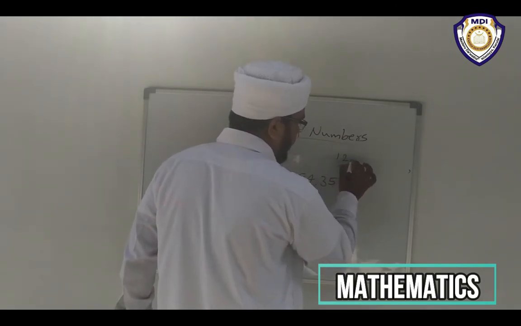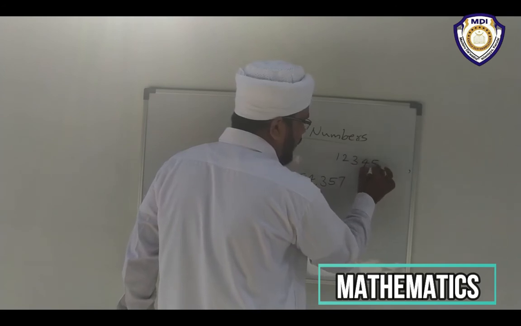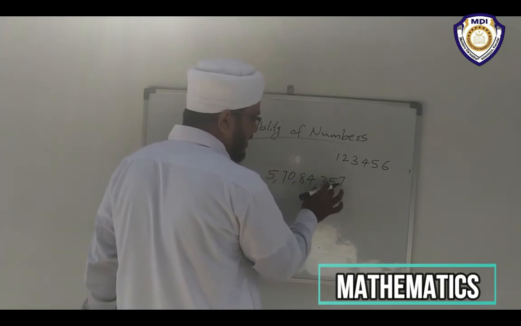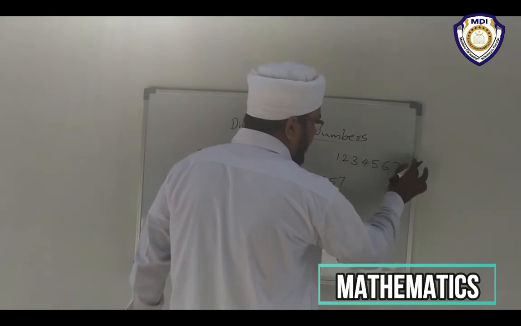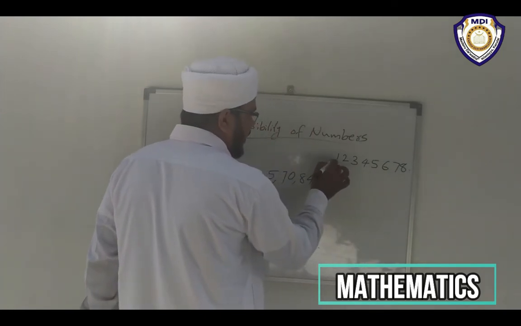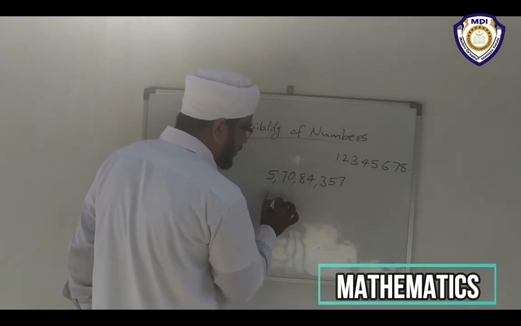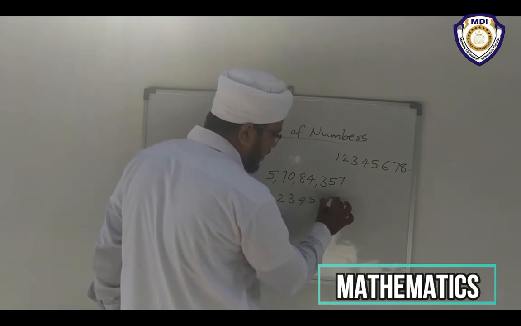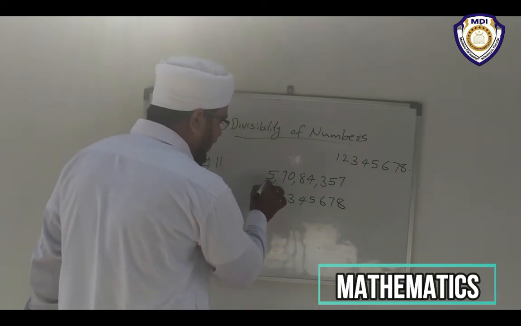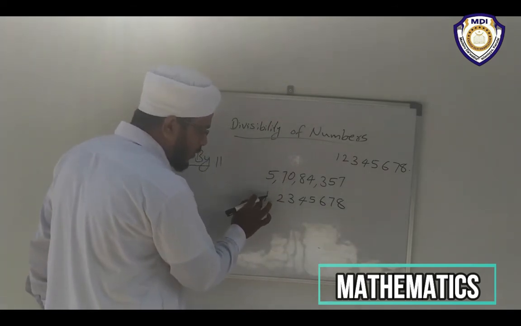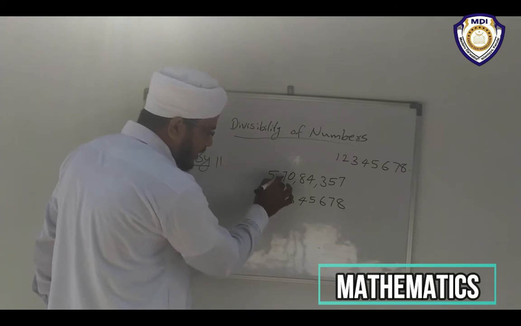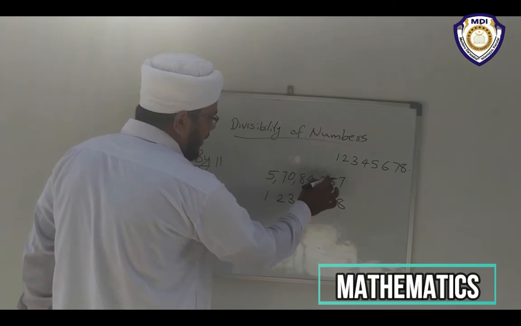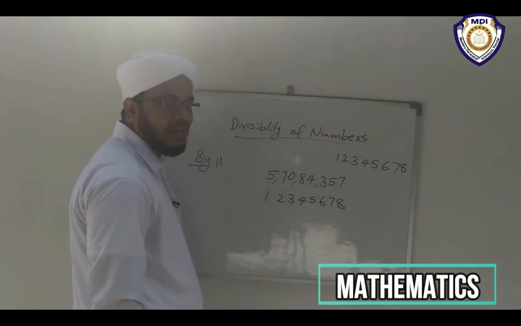How many digits are there? 1, 2, 3, 4, 5, 6, 7, 8. There are 8 digits. I can write here 1, 2, 3, 4, 5, 6, 7, 8. Then the first is an odd place. It is odd, it is even, it is odd, it is even, it is odd, it is even, it is odd, it is even. Okay?